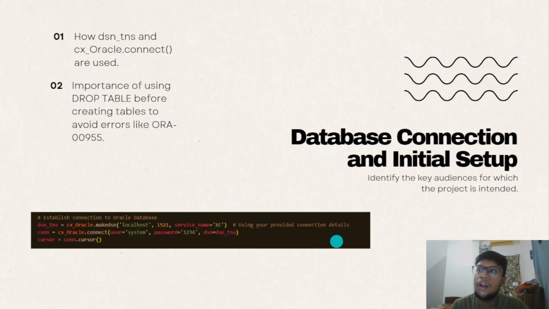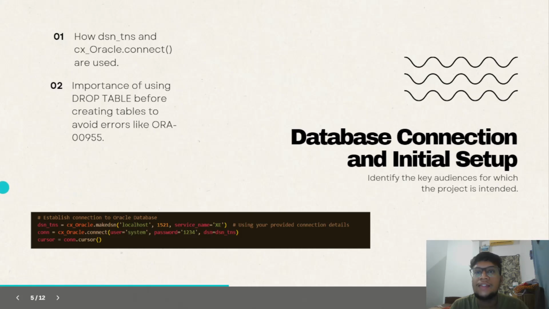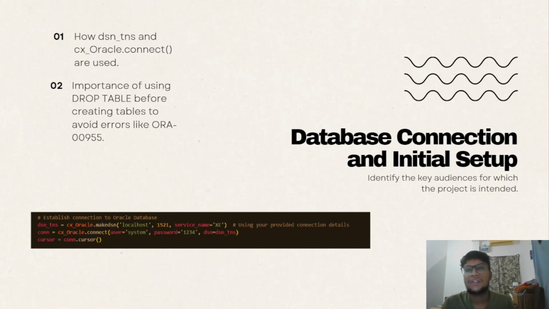Now let's move on to the database connection and setup. To make this work, the first step was setting up the connection between Python and Oracle SQL. This was done by using a library in Python called cx_Oracle. This part of the code helps establish a reliable connection to the database so that Python can send SQL commands and then receive results.